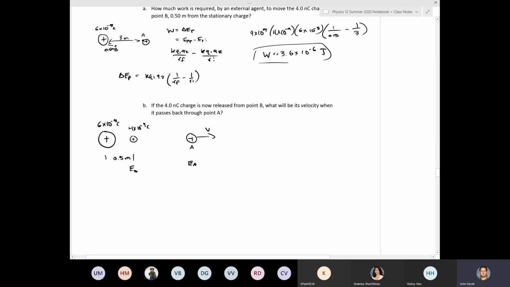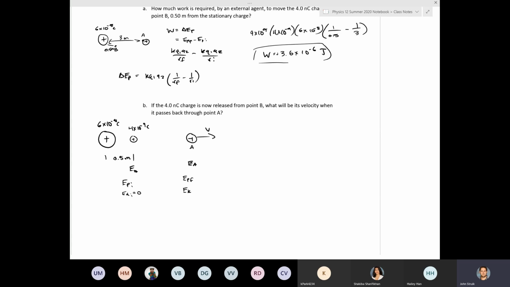So it's going to have EPI at B. Its EK at B is going to be 0, because we're just holding it there. And then when you release it, it's going to move past point A. So EPF we don't know. And then EK is what we're trying to find, because that's what we're going to use to find the velocity. And it still has potential energy at A because it's still 3 meters away. It's still in that area of influence.